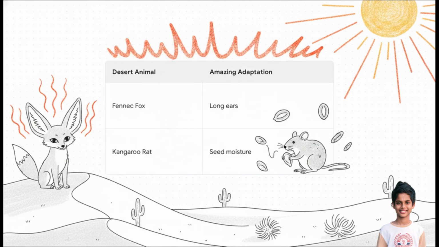Now check out these two incredible desert survivors. The fennec fox has unusually long ears. Why? To dissipate heat rapidly right out of its body into the air. Then there's the kangaroo rat. This tiny genius doesn't even drink water. I mean, it literally gets all the moisture it needs just from digesting dry seeds. Nature is truly mind-blowing, isn't it?